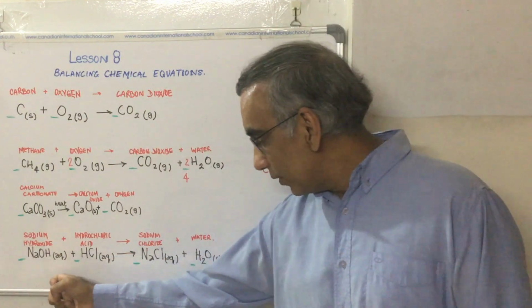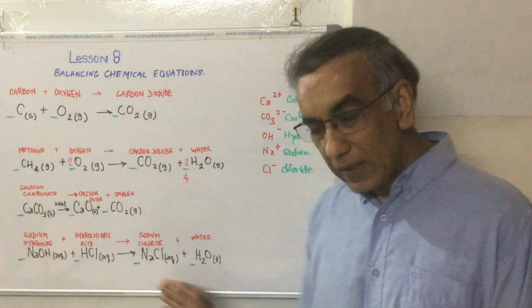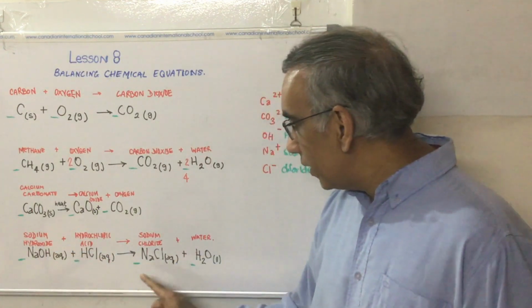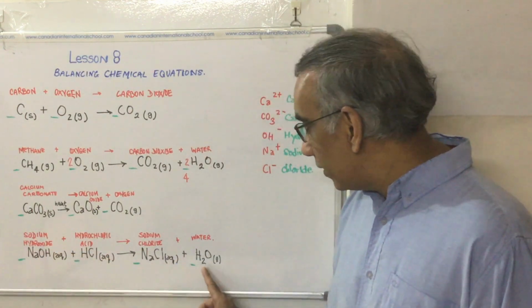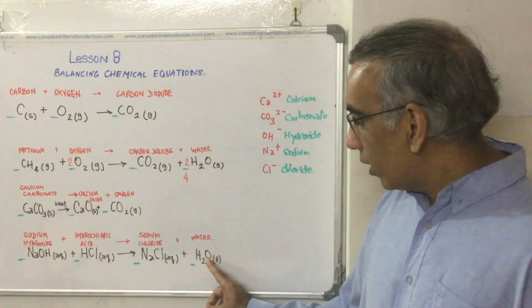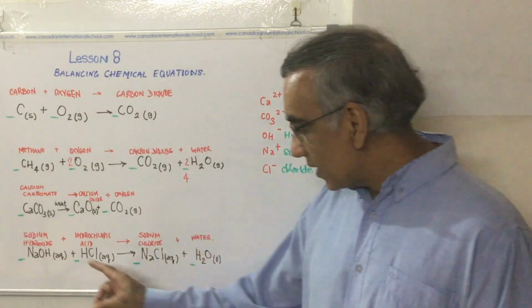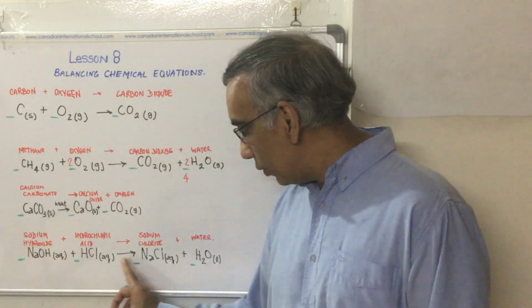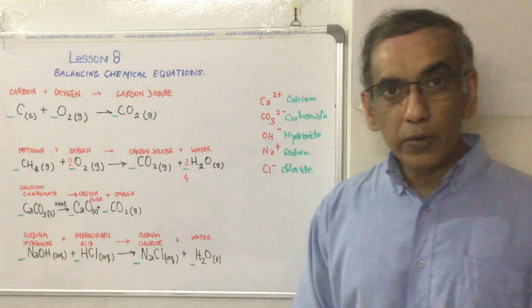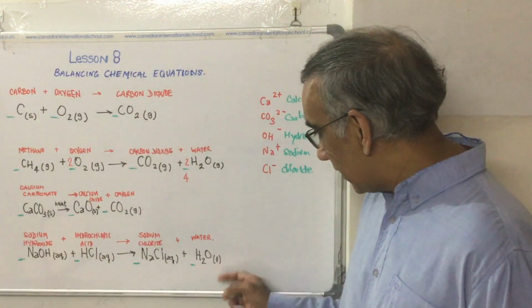And again, you'll be able to inspect this and see that this is already balanced. One sodium, one chlorine, two H's, two H's, one oxygen. A balanced equation. Here the state symbol says AQ. That's for an aqueous solution, something that is dissolved in water. And here water is produced as a liquid.